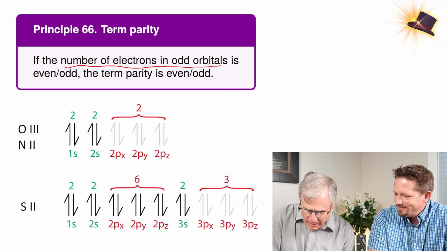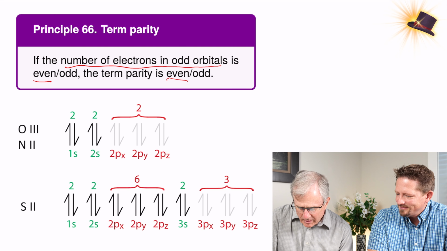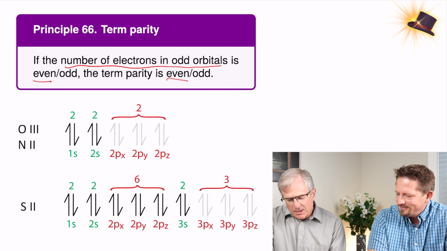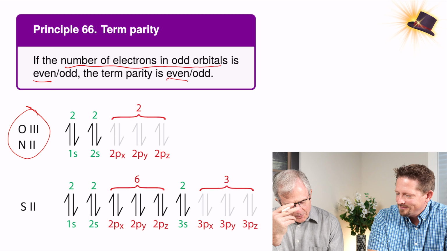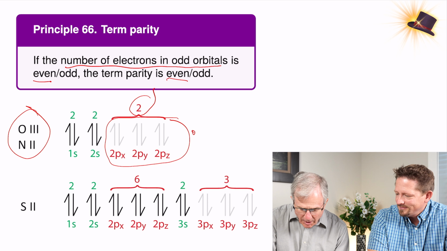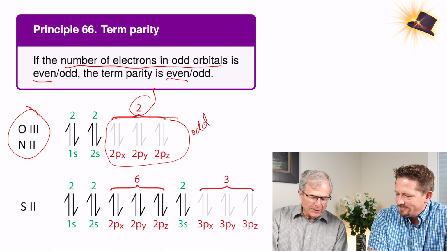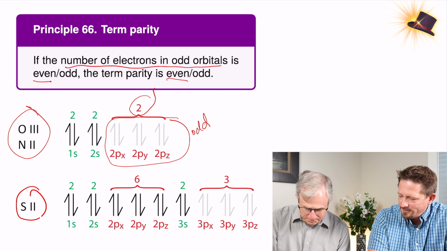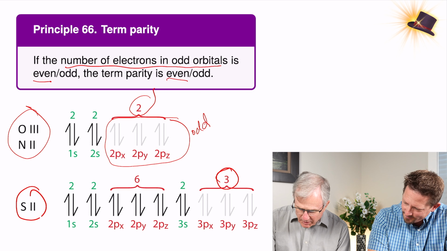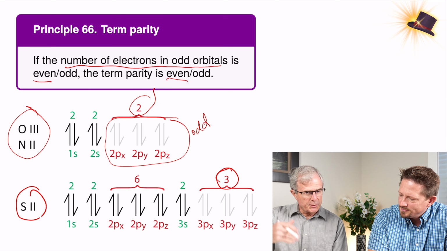Okay, so if the number of electrons in odd orbitals is even, then the term parity is even. So that's what we were talking about before. With oxygen and nitrogen, we have 2 in these odd orbitals. And because that number is even, the parity, it's called the term parity, is even. And because the number here in these 3 P's is odd, the term parity is odd.